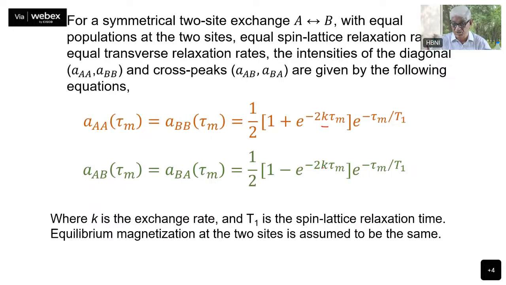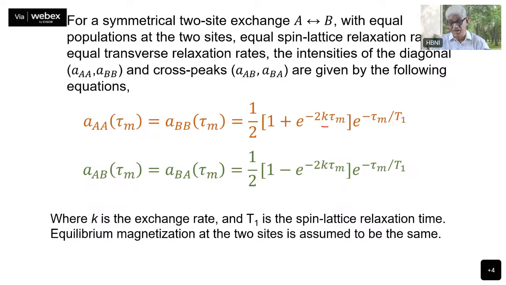Right? So this is e to the minus 2k. If k is 0, then this term will be equal to 1, and 1 minus 1 is 0. Then of course you will have no cross peak, but the diagonal peak will be there. As the exchange rate increases, you will have the peak intensity building up.